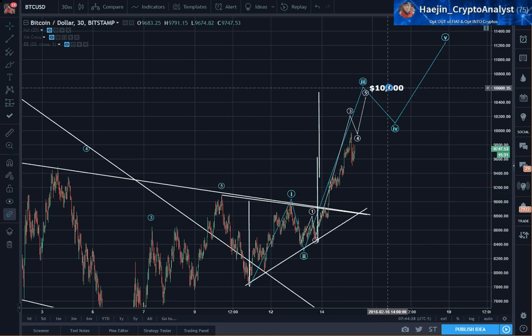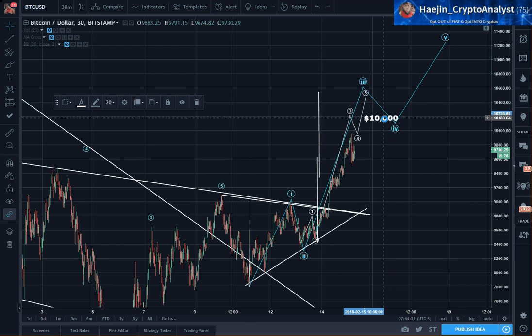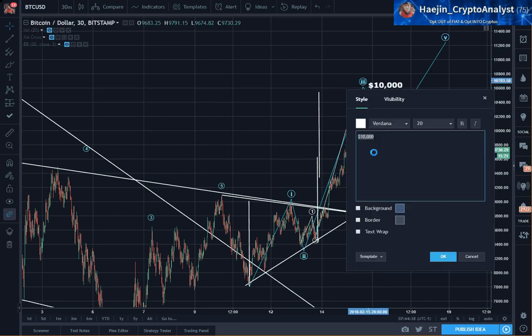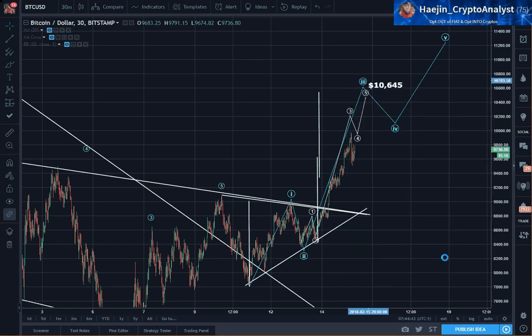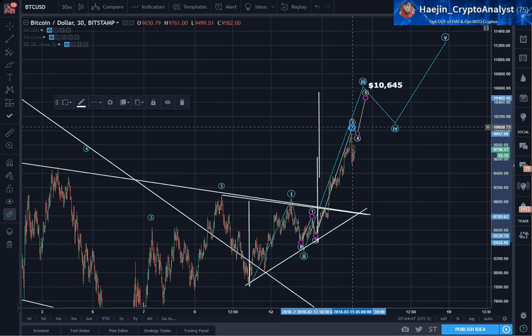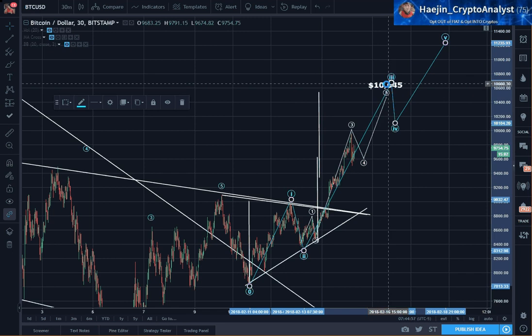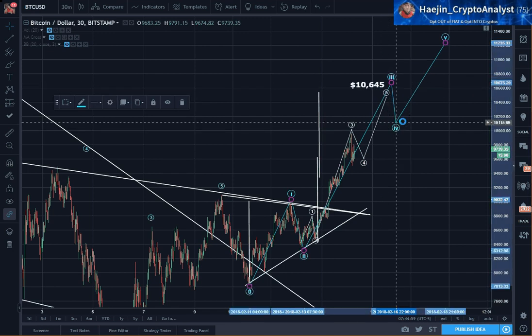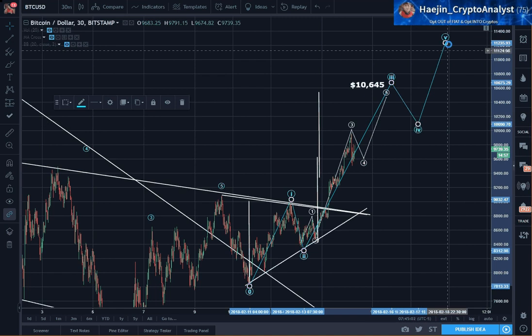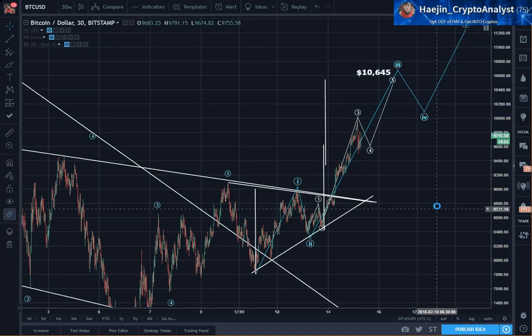So here, this 10,000, I meant to bring it down here. I put it in the wrong place. Well, I'll make it 10,645 for now. And I think we can bring the 3 to 10,000. We are in the process of wave 4, and 5 is in progress to 10,000. We're going to move everything to the right because time has elapsed for now.